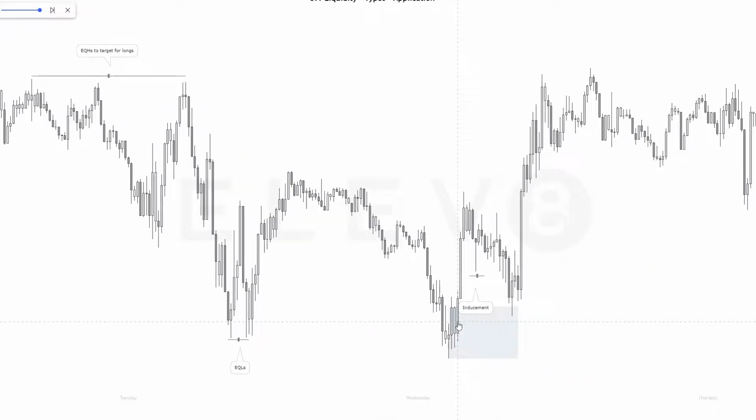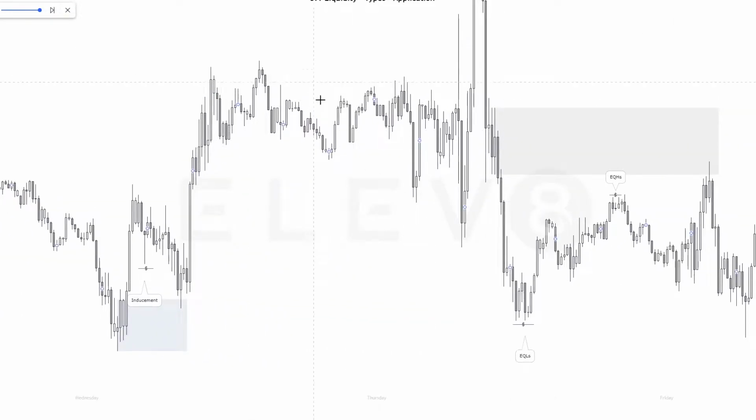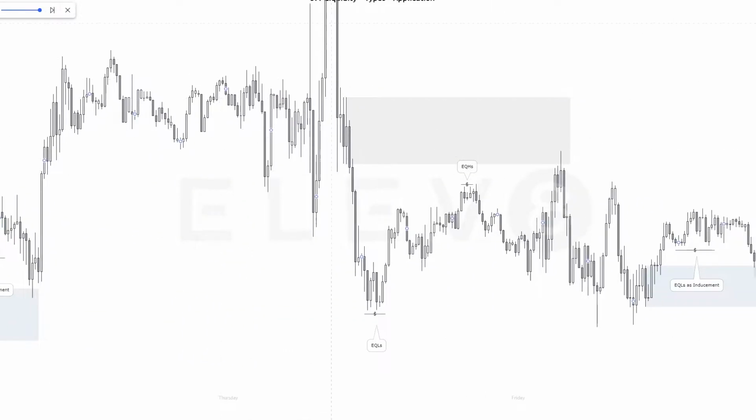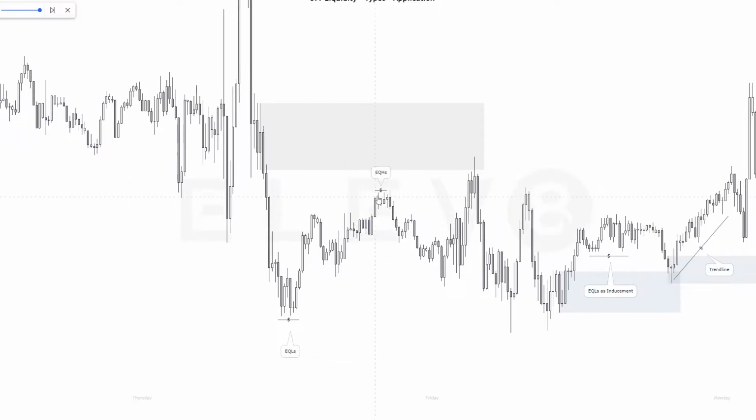And then we get this demand created. And then we get some inducement in the form of this low. Price taps into the demand and then runs up. And we can target these equal highs here as our target from this long here. So we come up, we sweep that. We then move correctively, push up, get this supply created, and then we get these equal lows created down here. We sweep those. These equal highs here, they get swept by this wick here before pushing down.